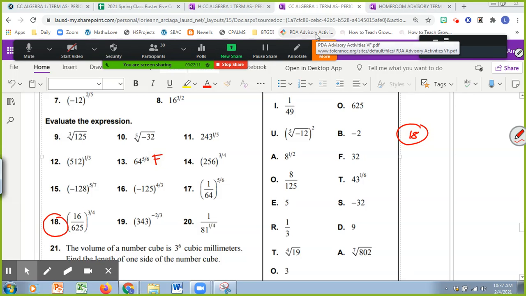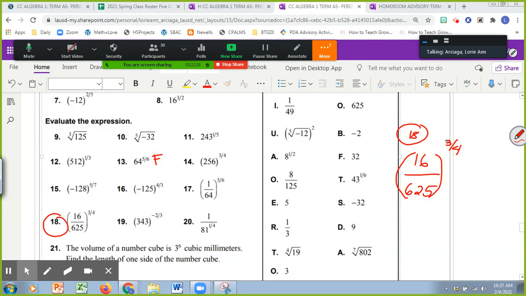Okay. All right, so let's see, for example, I got 16 over 625. There you go, right? And we're raising it to 3/4.